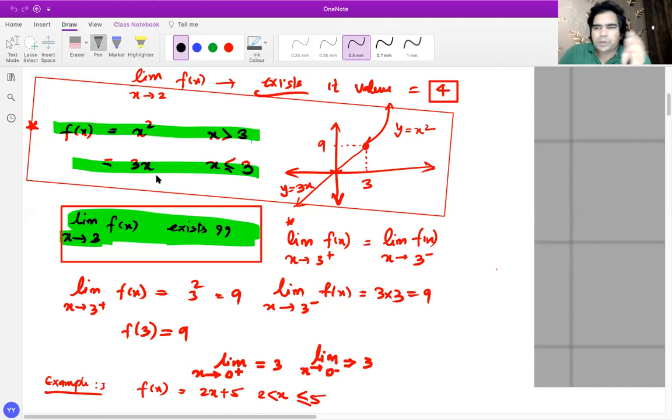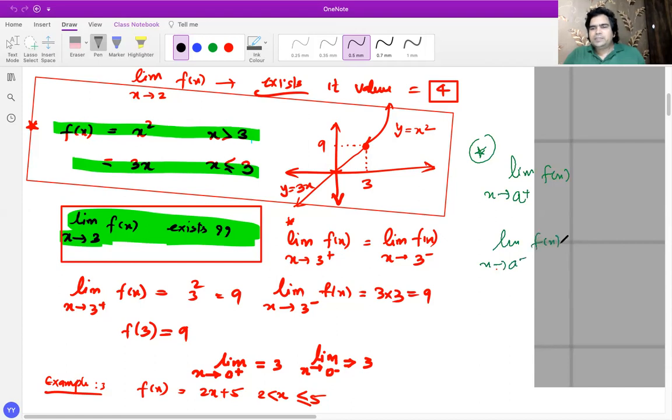So in this part, what we have is basically two functions. Let's say one is y equals x squared for x higher than 3, and the second function is y equals 3x when x is less than or equal to 3. Now I want to see whether the limit at 3 exists or not. When you say the limit at 3, it means that your left hand limit, x tending to 3 positive for the function, and x tending to 3 negative for the function, must be the same.